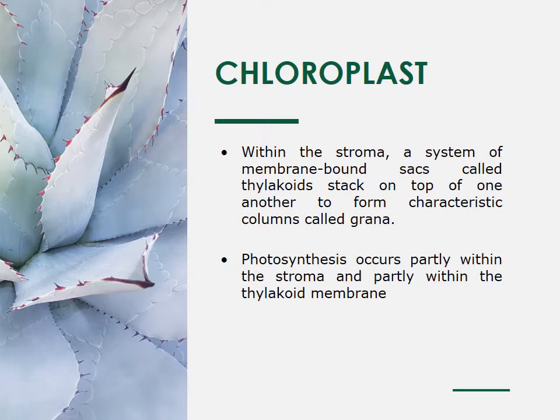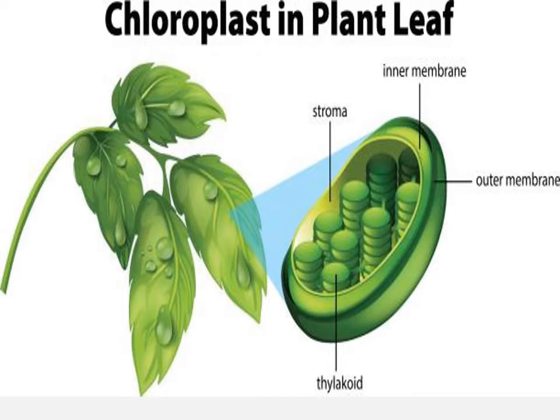So we should move further now. So this is the chloroplast in plants. If we look at it, we have the stroma, the inner membrane, the outer membrane, and the thylakoid membrane. And the thylakoid membranes stack together to form what? The grana.